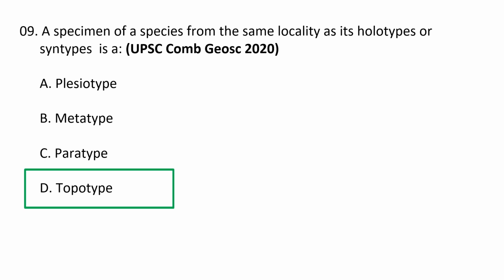Cotype is a term formerly used for the syntype, and sometimes it is used for isotype and paratype. A specimen of a species from the same locality as its holotype or syntypes is known as a topotype. D is the correct option.